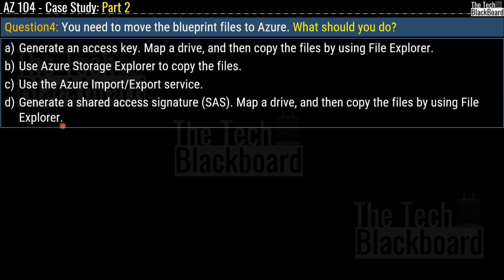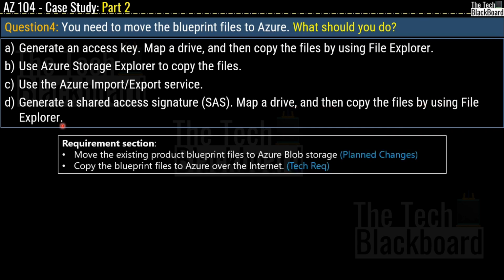And as always, first let me reveal the requirement section that we are trying to fulfill by this question or the answer. And the first requirement that we are fulfilling is move the existing product blueprint file to the Azure Blob Storage. From where is this requirement coming? This requirement is coming from the planned changes section. Moving ahead, we have copy the blueprint files to Azure over the internet. This is coming from the technical requirement section. Okay, so now that you have understood what requirements we are going to fulfill, let me reveal the answer.